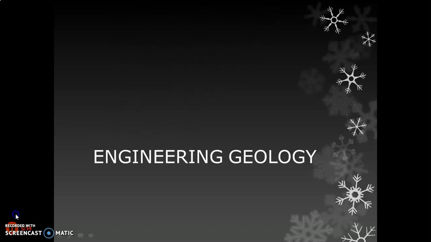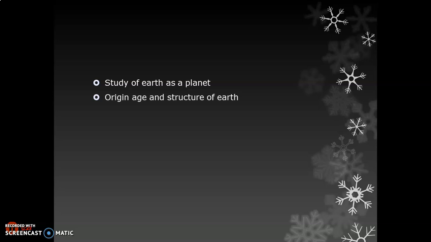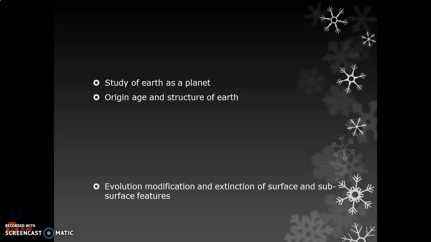Hello everyone. In this video, we are going to learn about the definition of geology and its main branches and sub-branches. Geology is the study of Earth as a planet, that is, the origin, age and structure of Earth. Origin means how it is formed, and its age and structure. Structure means all the physical features of the Earth.